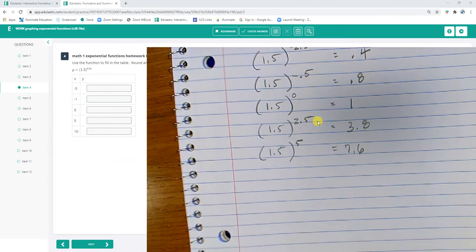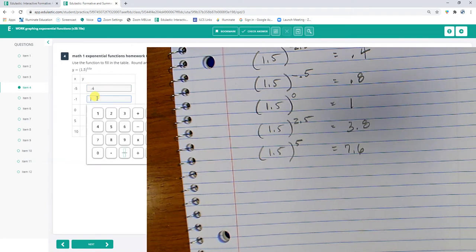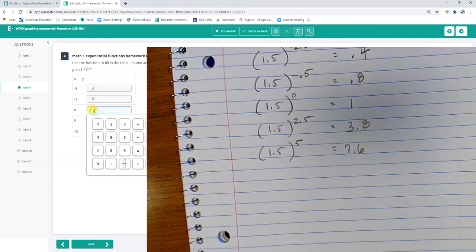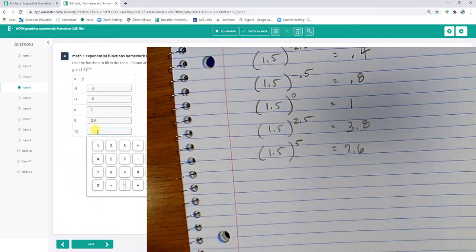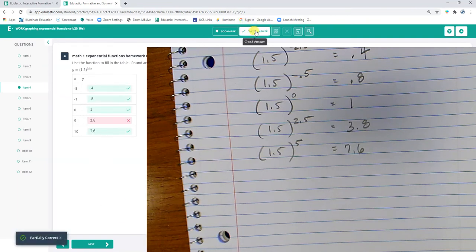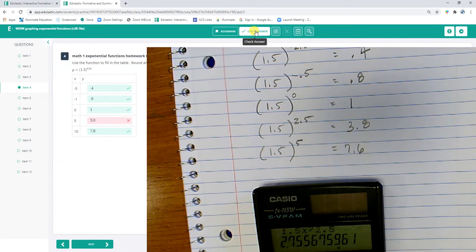Okay, let's get those into Edulastic and see if we're getting them right. So 0.4, 0.8, 1, 3.8, 7.6. Check those answers. Doesn't like the 3.8. Let's check that guy again. So 1.5 raised to the 2.5. How about a 2.8?